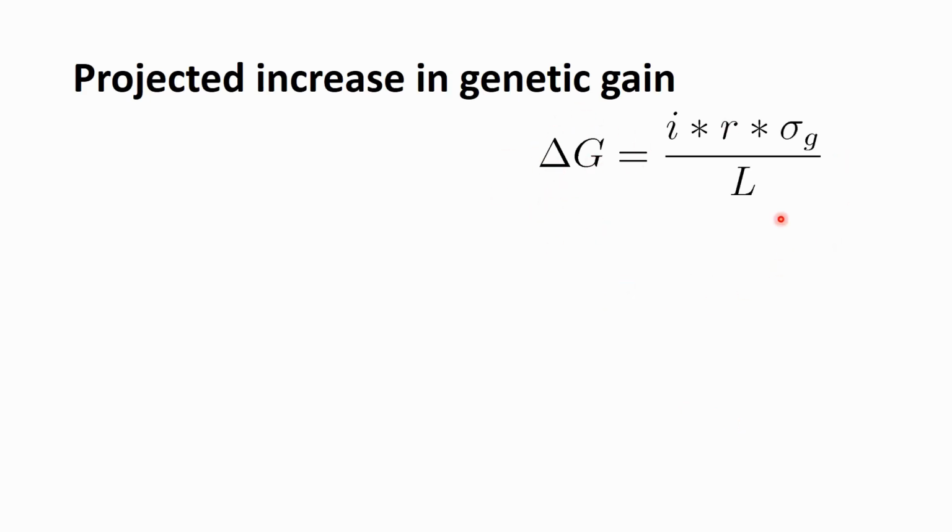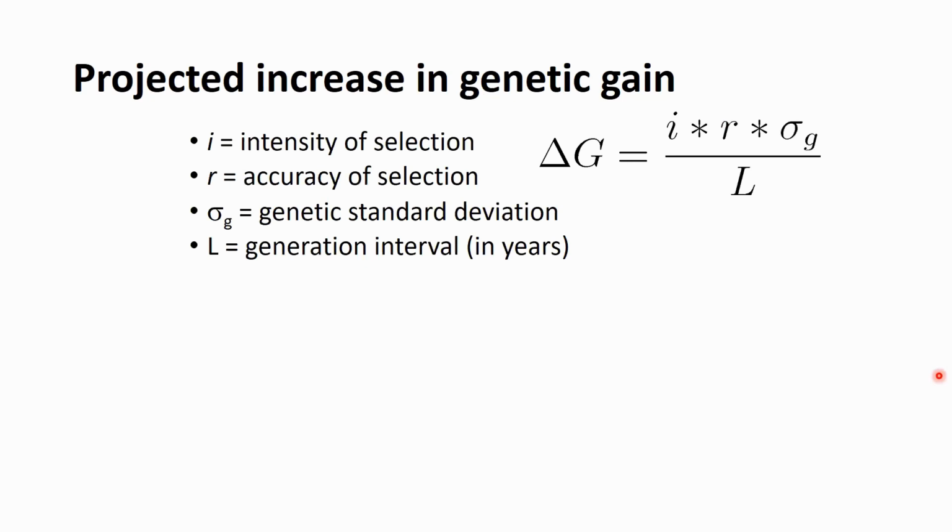This is the so-called breeder's equation. The genetic gain itself can be calculated based on the intensity of selection, the accuracy, the genetic standard deviation, so basically the variability of the population, divided by the generation interval.